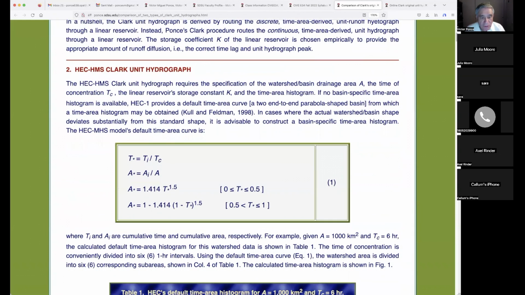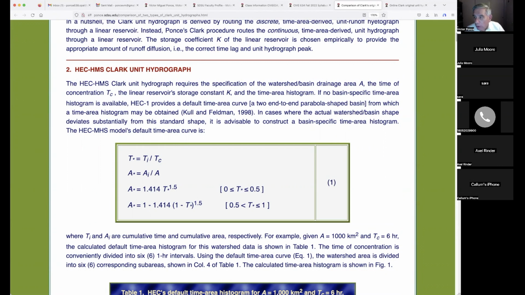Okay, so I'm going to go through a little bit of background here because I know many of you lack the background. The HMS Clark unit hydrograph requires a specification of a watershed basin drainage area, etc. We already covered this ground. Let's speak a little bit here about HMS.